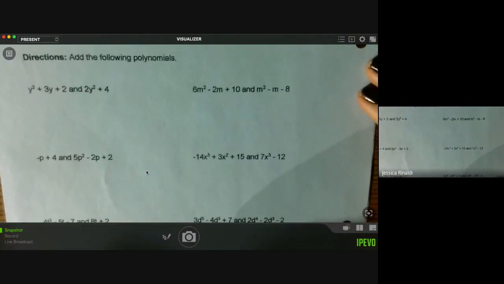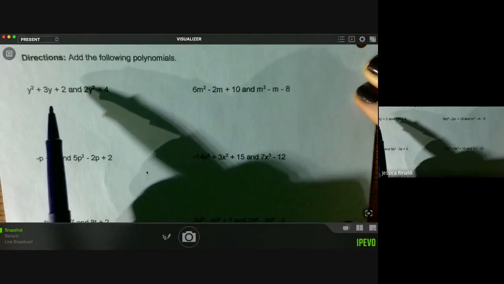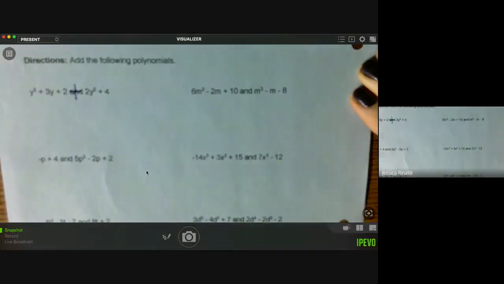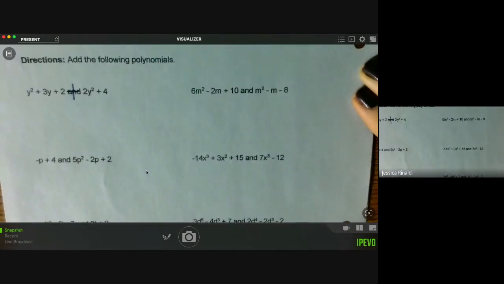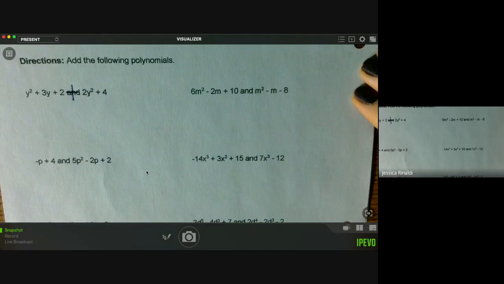So the directions say add the following polynomials. I'll do this first one with you. y squared plus 3y plus 2 and 2y squared plus 4. If I want to add these all together, let me take a quick poll: horizontal or vertical? Do you like just combining your like terms horizontally and picking them out? Or do you like to set them up vertically, up and down? Which way would you choose out of the 2 examples? Horizontally. Horizontally? What about you guys in class?